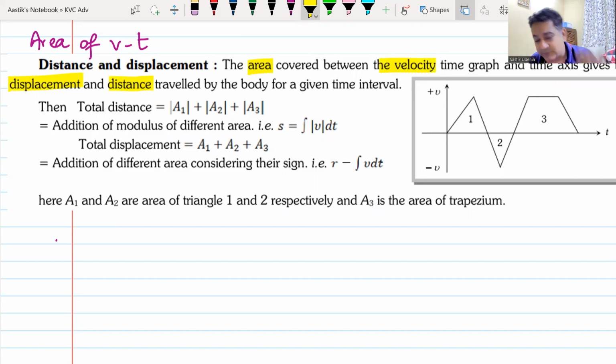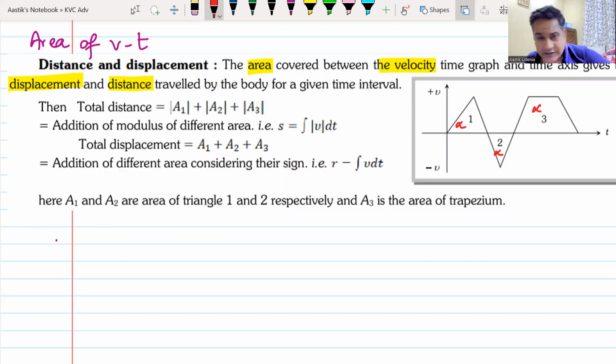Now how do we find out displacement and how do we find out distance? In all the three cases, we will find area number 1, area number 2, and area number 3. Area number 1 and area number 3 are above the time axis. Area number 2 is below the time axis. To calculate distance, which is always positive, we will add all the three areas, taking all of them as positive. But to find out displacement, area 1 and area 3 will be positive, but area number 2, which is below the time axis, will be taken as negative.